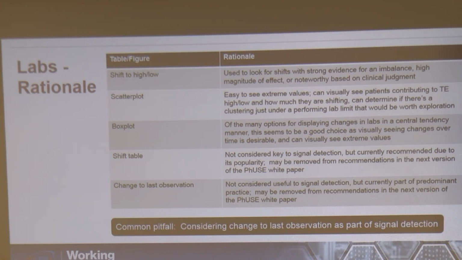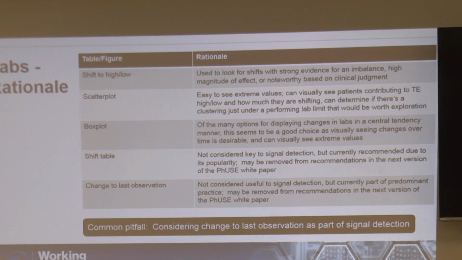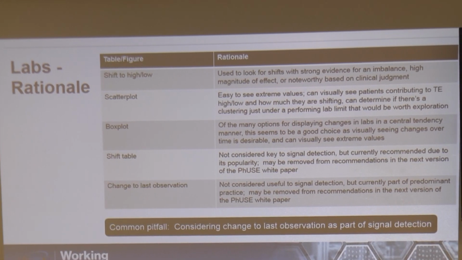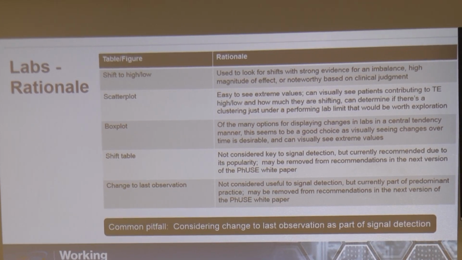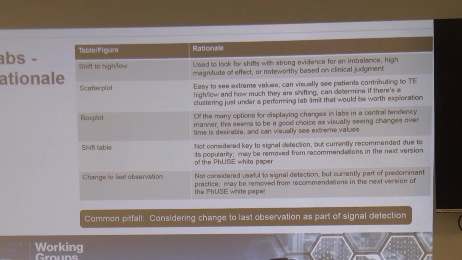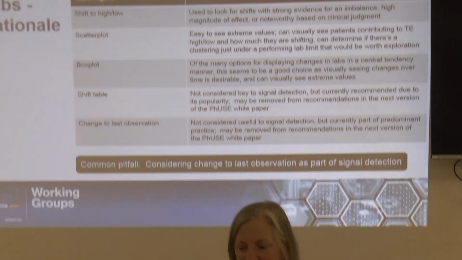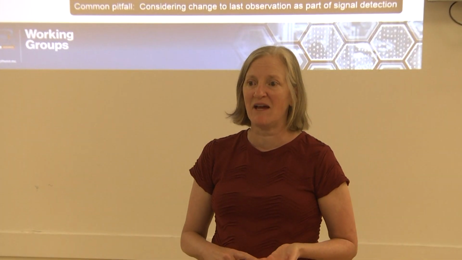All right, so I will briefly go over this. The shift to high-low is a nice way to look for that imbalance, right? Because you have percentages, you can look for an imbalance between treatment and control. You can look at magnitude of effect. So that's where that table fits in. The scatter plot fits in on trying to look at how high is high, how low is low.